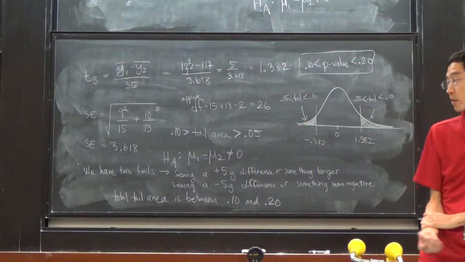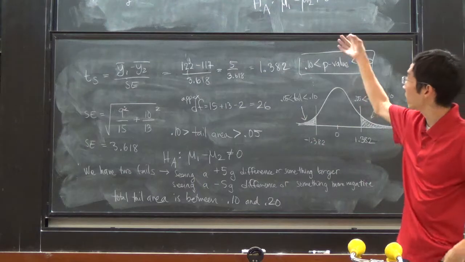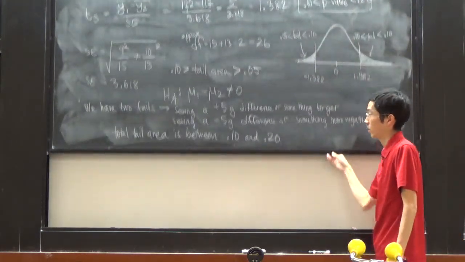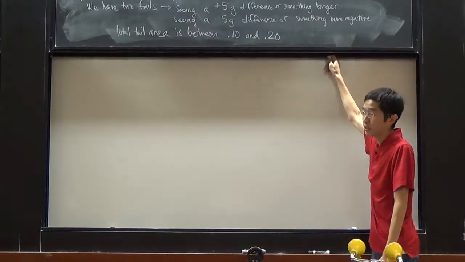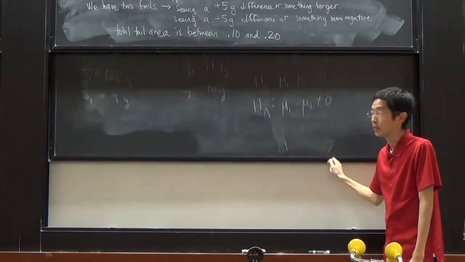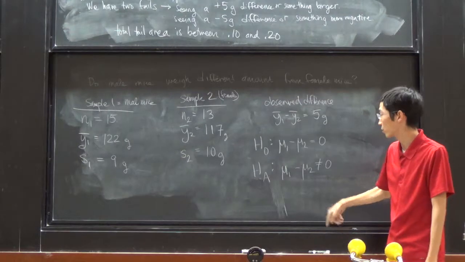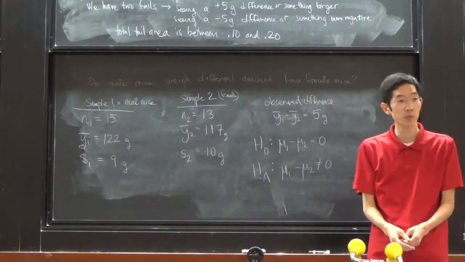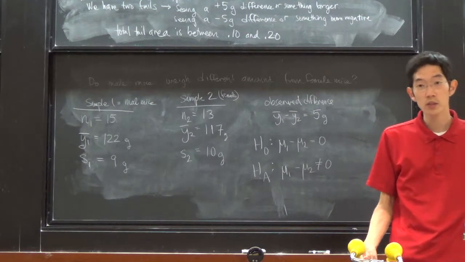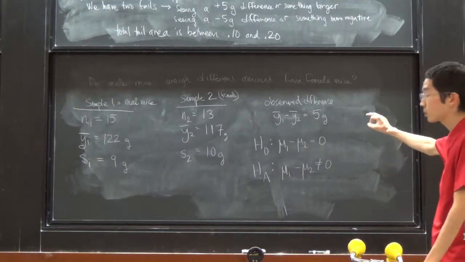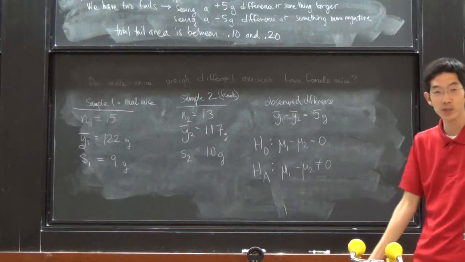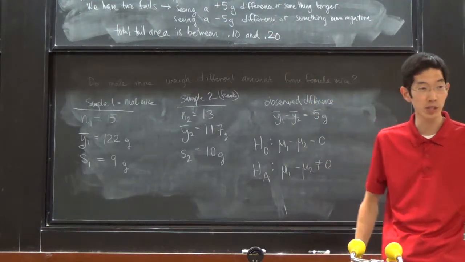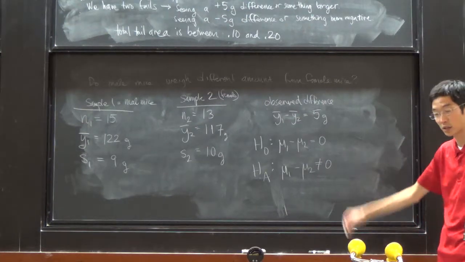Okay, so we can get a 5-gram difference from random chance between 10 and 20% of the time, even when the null hypothesis is true. So even when this is true, we would get a 5-gram difference between 10 and 20% of the time. Exactly 5 grams? No, a 5-gram difference or something larger. 5 grams or something larger, or negative 5 grams and something more negative. Okay, that's what that's saying.